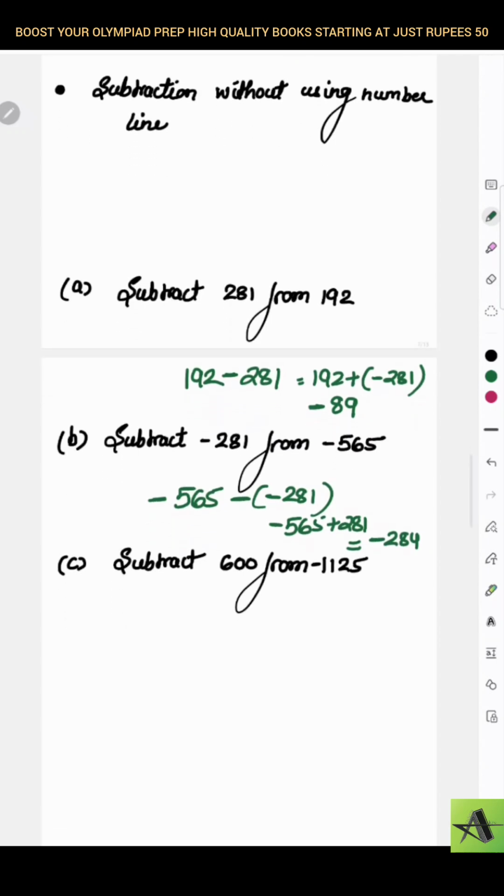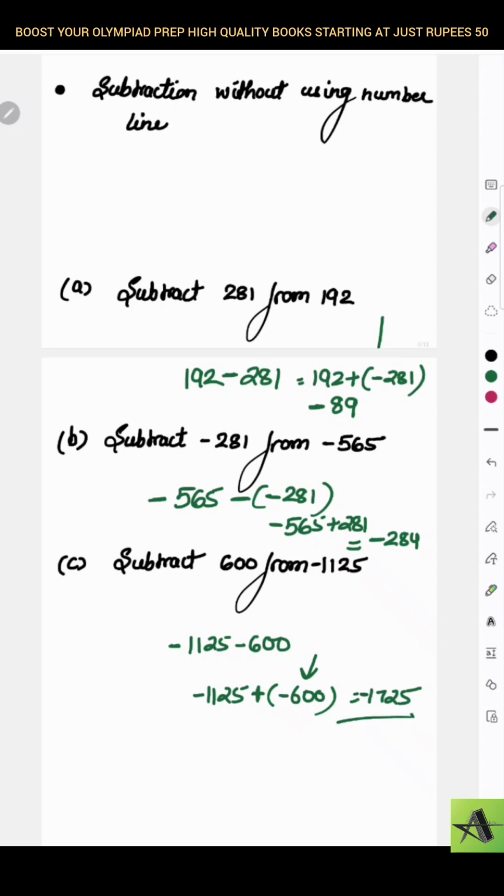Similarly, we have to subtract 600 from minus 1125. That means minus 1125 and subtract 600. This is the type of question we just did in case of positive numbers when we were adding. So I can write it as minus 1125 plus negative 600, just like I have written it here. We are adding two numbers having the same sign, so I can add them up. The answer will be 1725, and the sign will be negative because both numbers are negative.